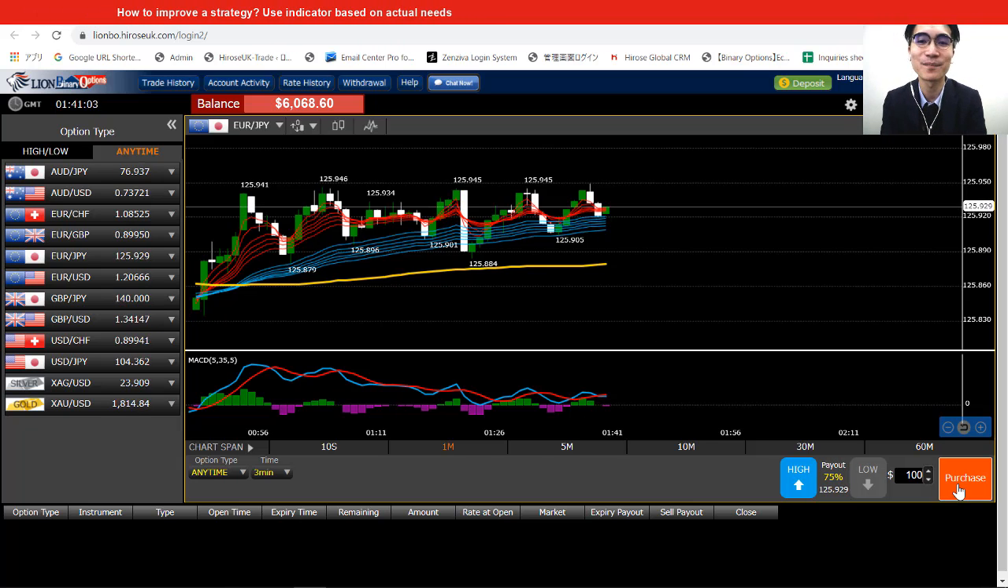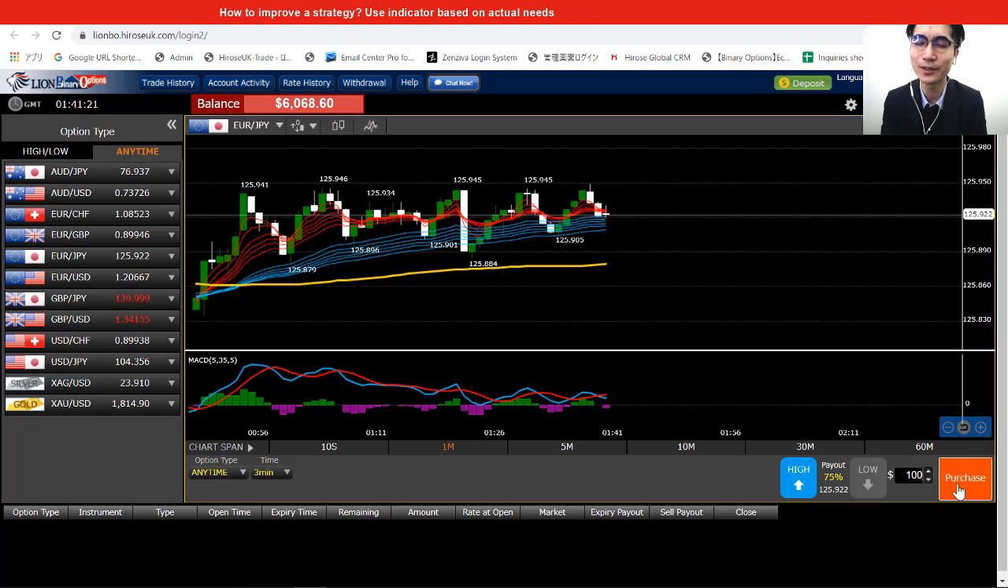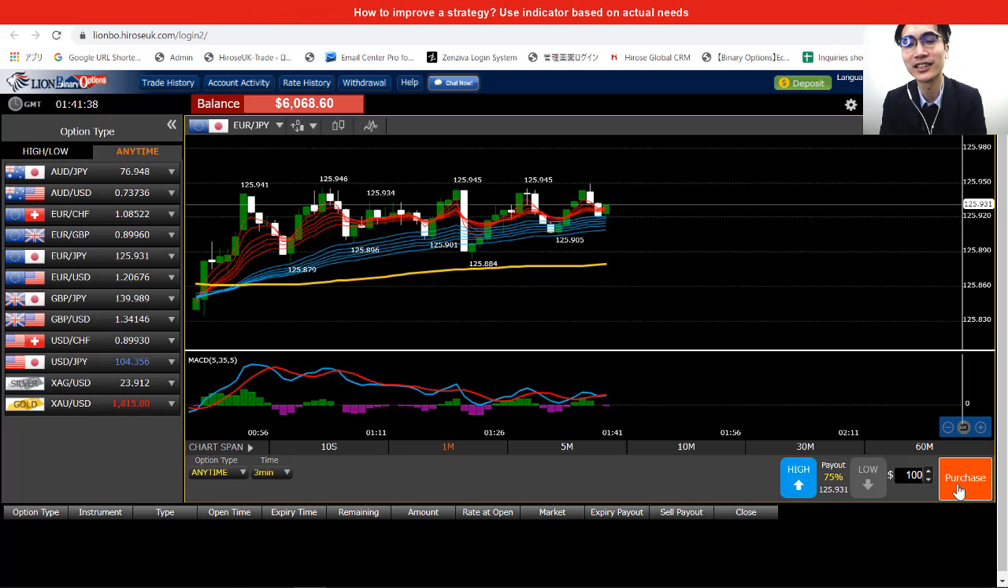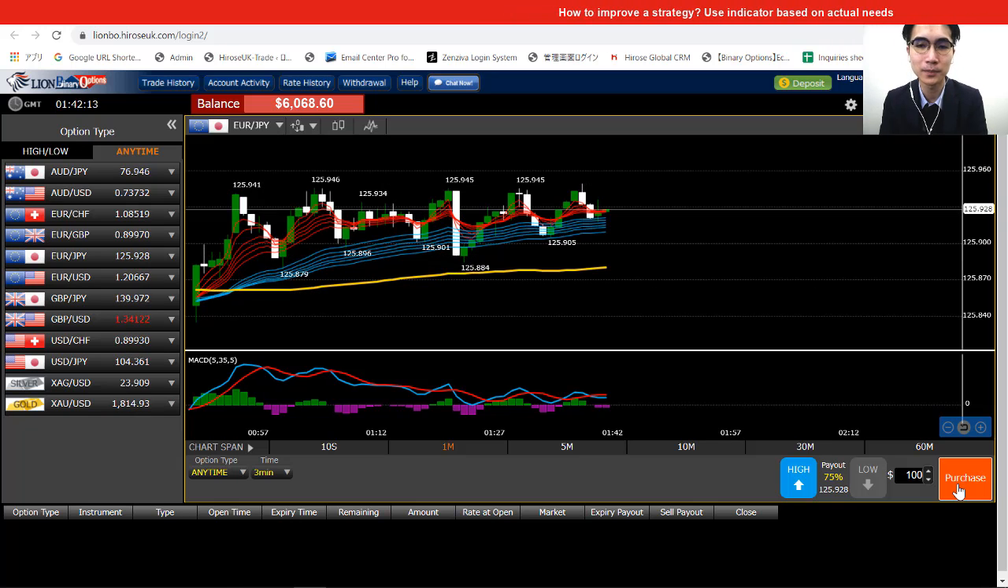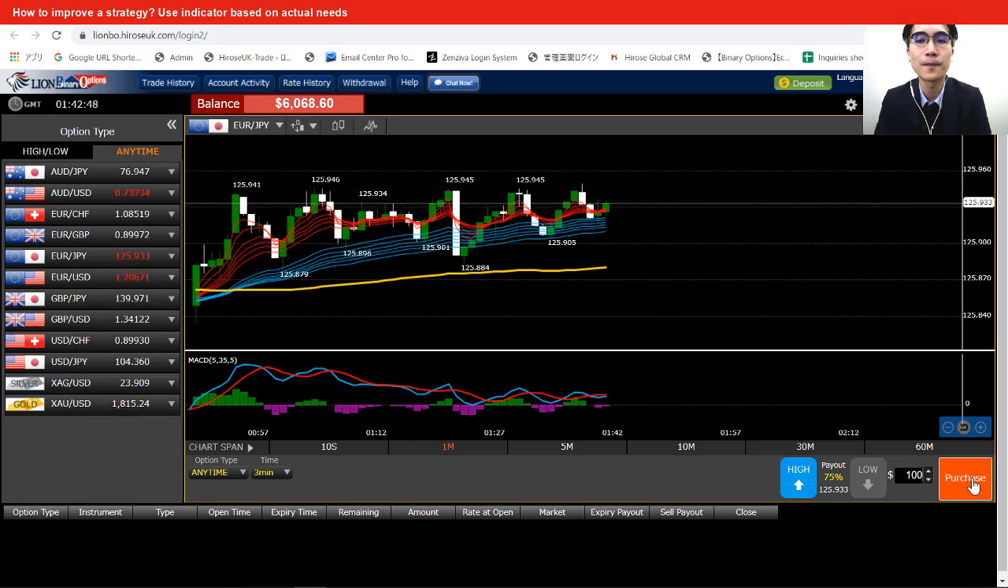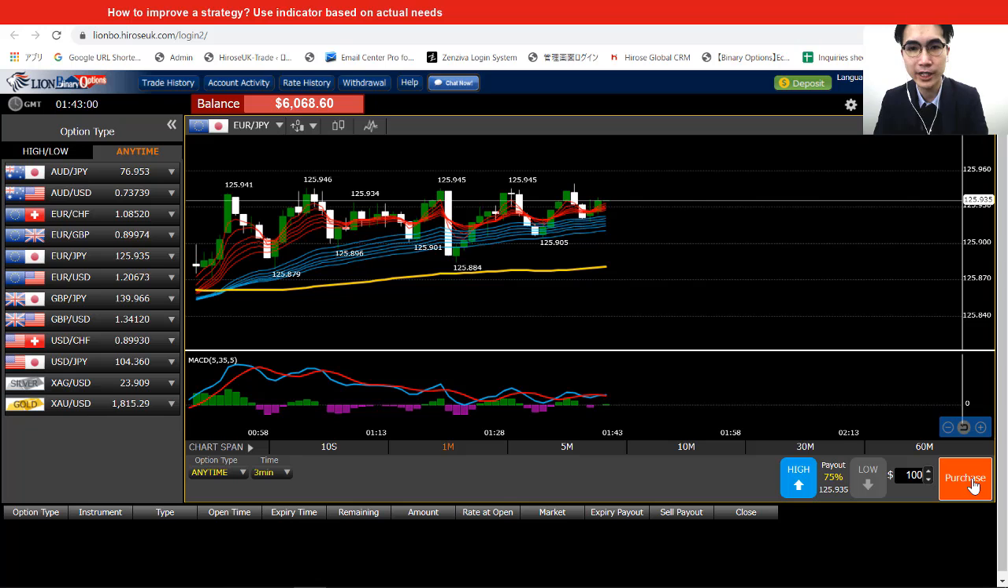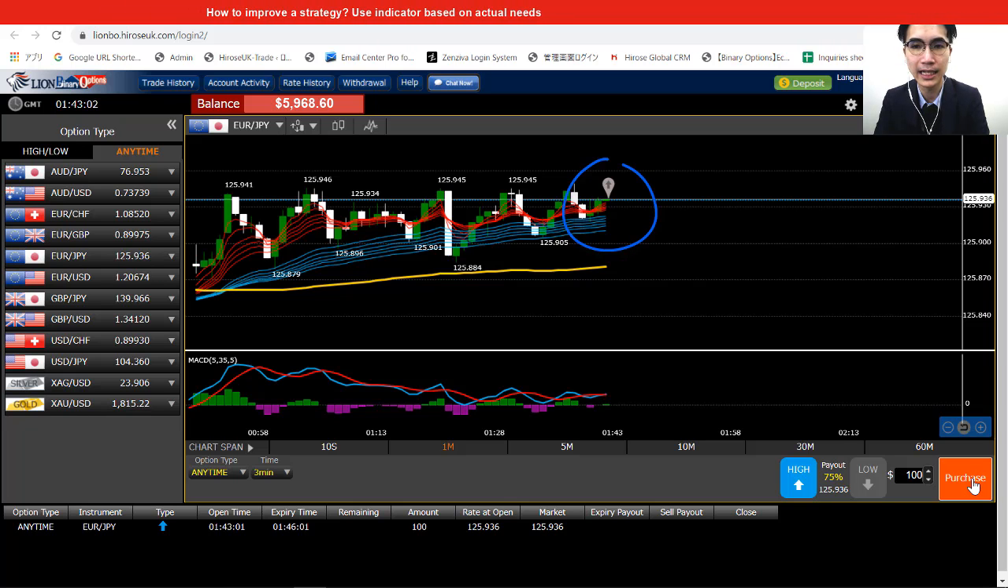So I didn't really fall, but I just didn't make the profit from this trade. So I'm just gonna wait for another purchase timing here, and then I will make another trade. Okay, I think it's around there. So I will place a trade. Place a high here.